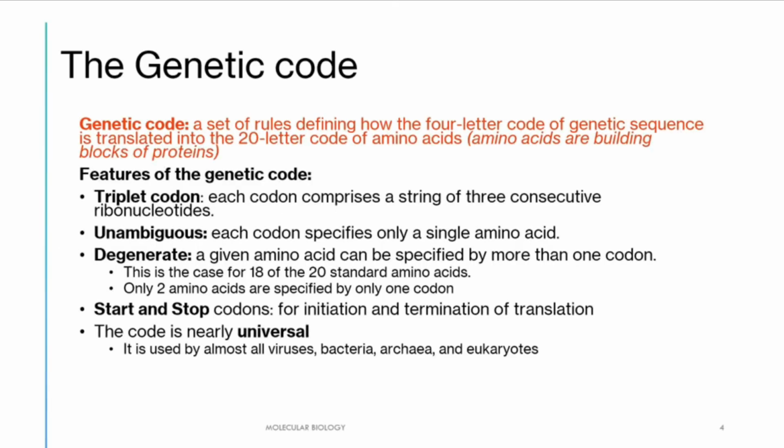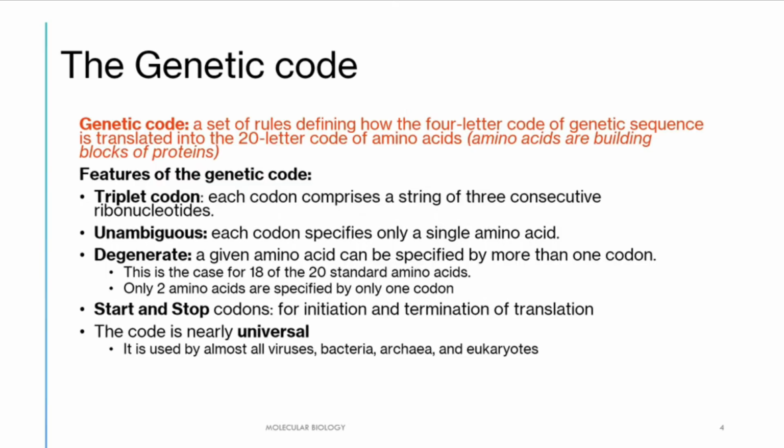The genetic code is a set of rules that define how the 4-letter code of the genetic sequence, which in the case of mRNAs is A, U, C, and G, is translated into the 20-letter code of amino acids, which are building blocks of proteins. There are 5 different features of the genetic code that you have to keep in mind.